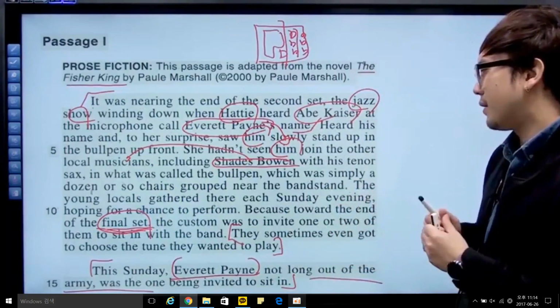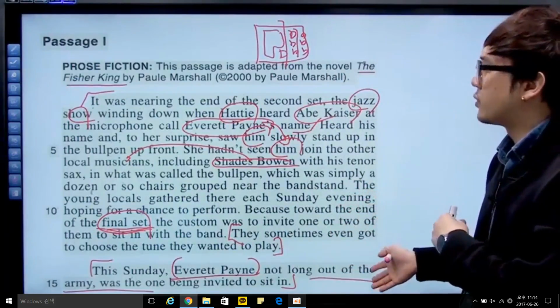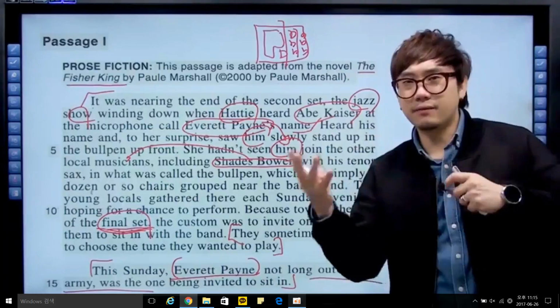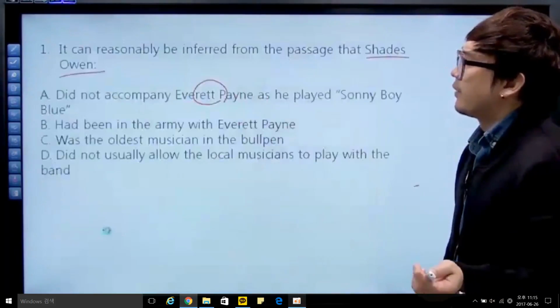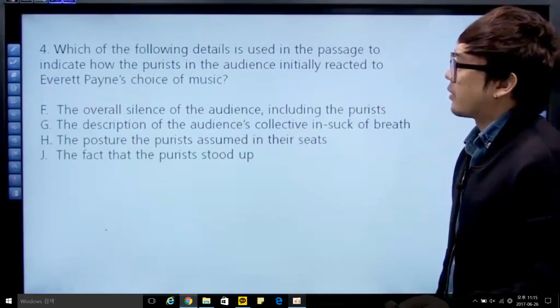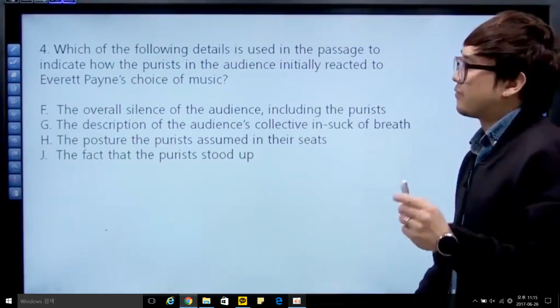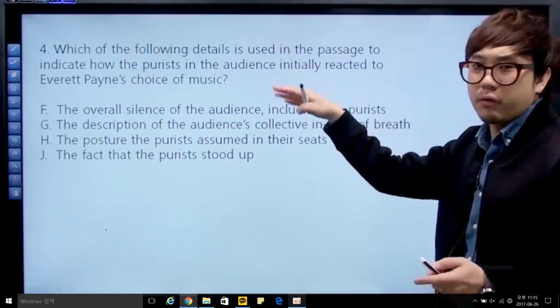Towards the end of the final set, the custom was to invite one or two of them. So after the second set, it's the final set, so that should be your answer, right? Okay, good. The next one, by the way, that took us like a minute and a half because of the flipping part of it, right? The fourth one, let's get started.